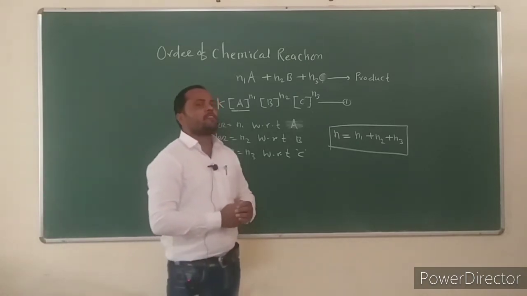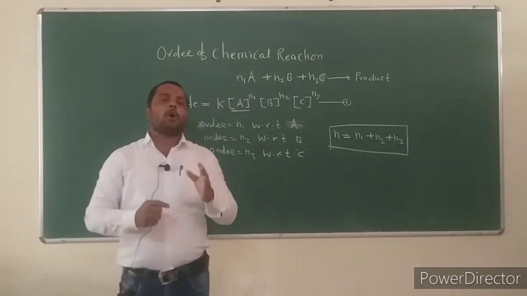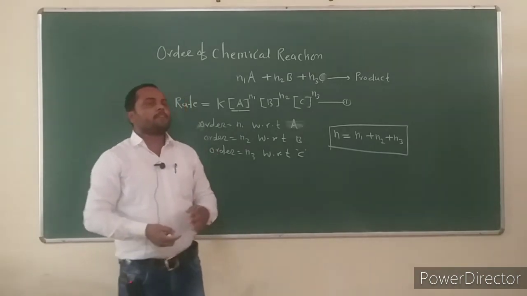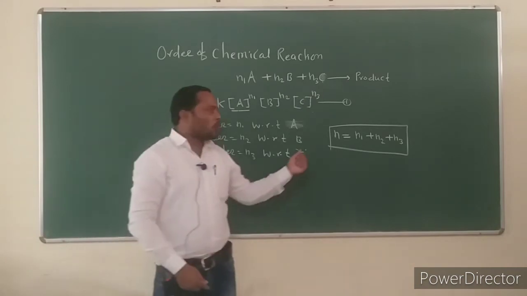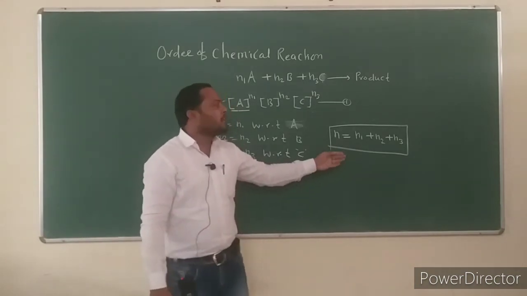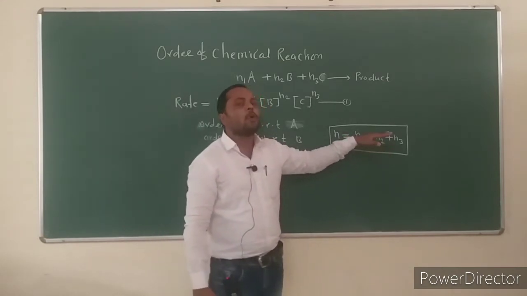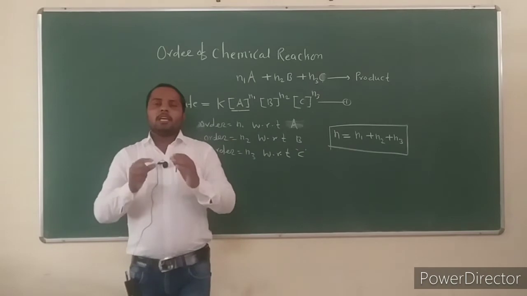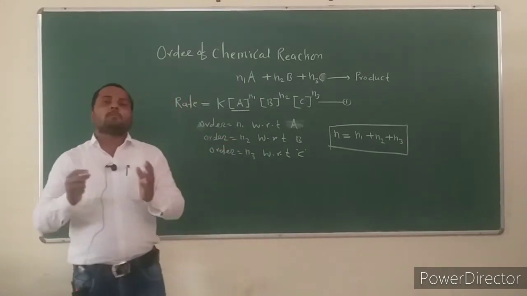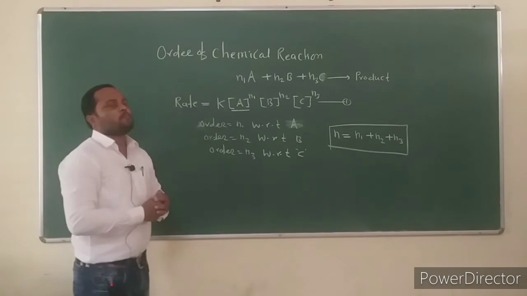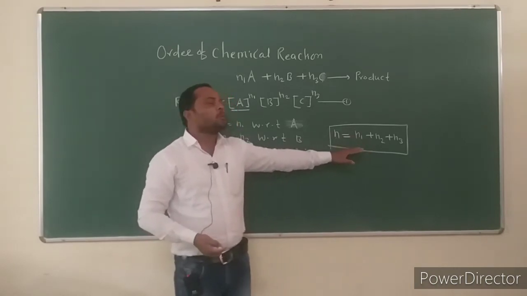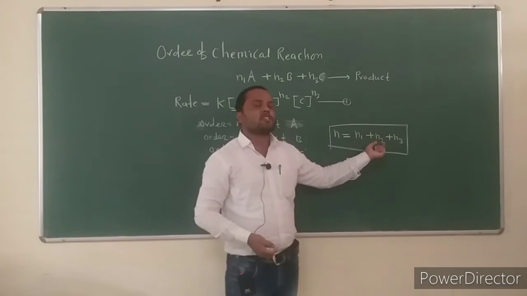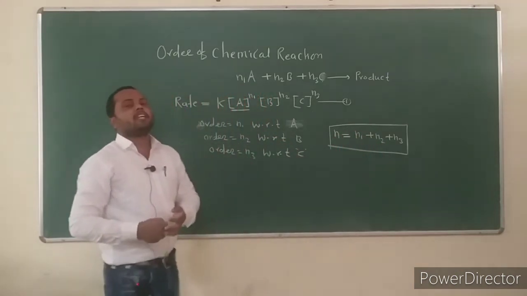And what is the overall order of reaction? If a chemical reaction involves two or more reactants, then the order of reaction is the sum of the powers of concentration of the reactants involved in the rate equation.